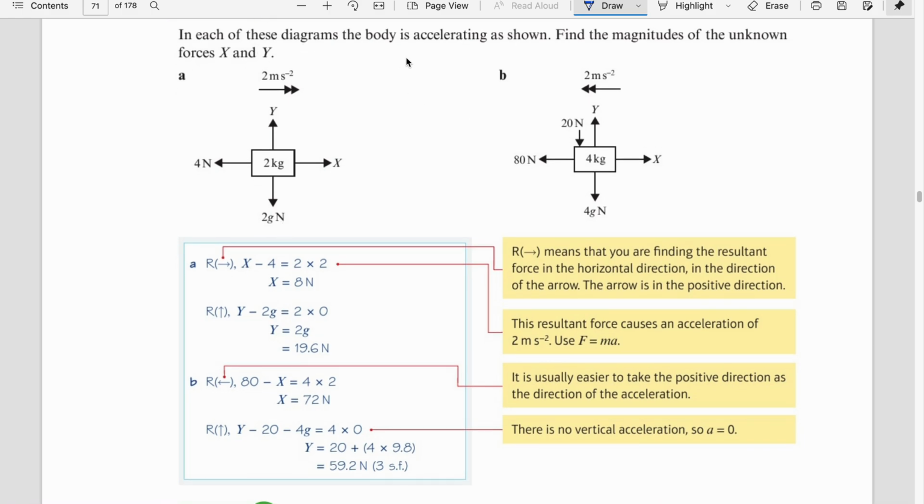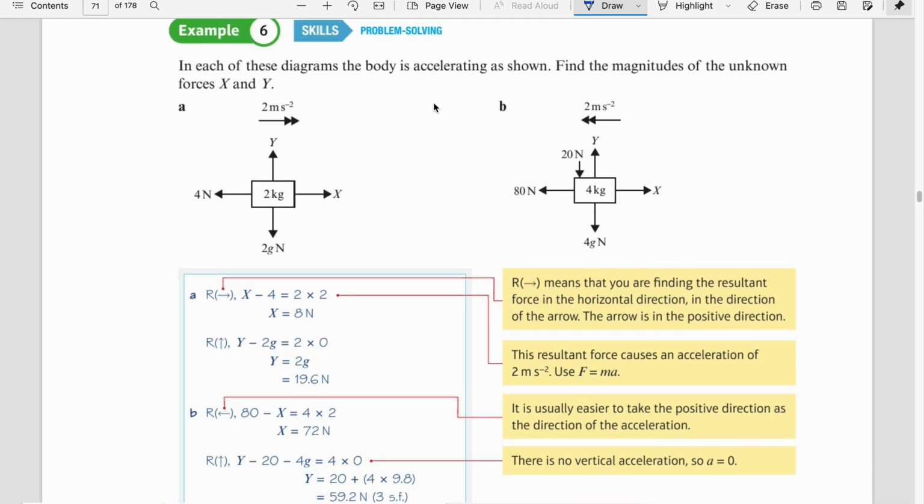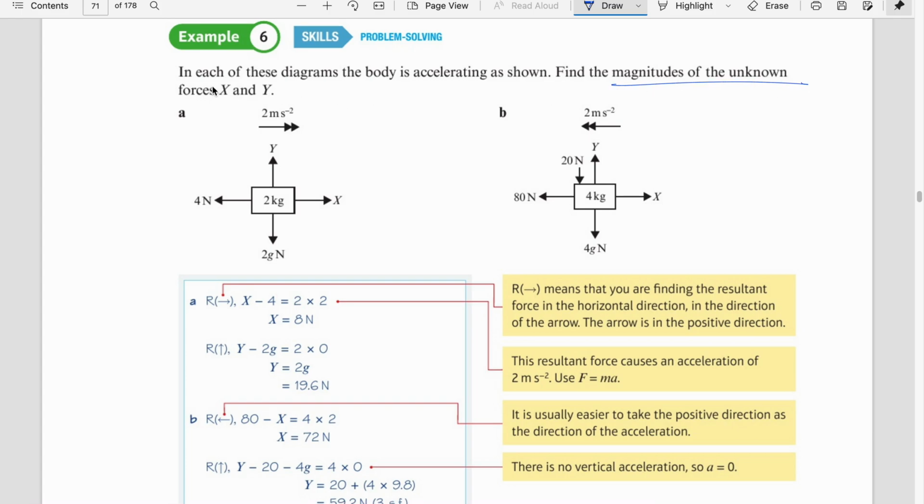Example 6, in each of these diagrams the body is accelerating as shown. Find the magnitudes of the unknown forces x and y. Okay, they are already accelerating. So acceleration is given, mass is given, F equals ma, and direction of acceleration is given. So forward force x must be more, that is why 2 meters per second squared is towards the right. So forward minus backward, that is net force, is equal to m into acceleration. So we solve for it, and that is 4 plus 4, 8 newtons is the net force.